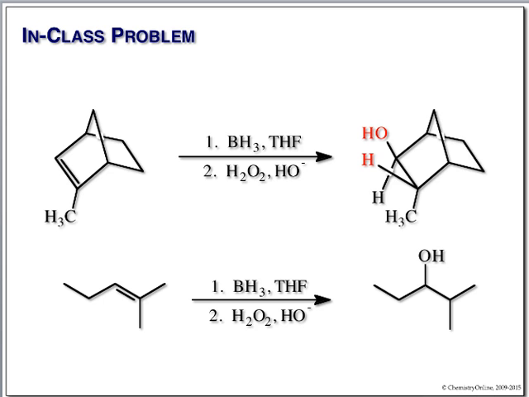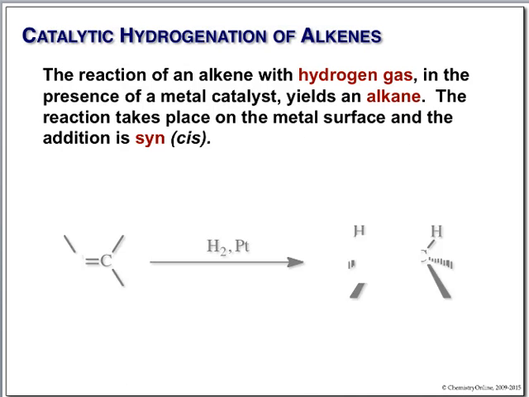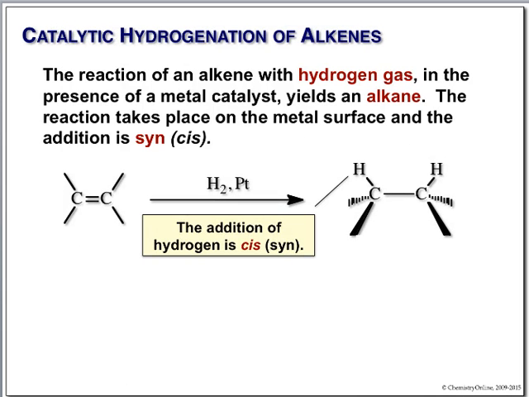Well, let's continue with the notion of cis or syn addition. And let's look at catalytic hydrogenation. Here we're going to take an alkene and make an alkane. We're simply going to add hydrogen to it. When we do this, one hydrogen goes to each carbon. Just like we just saw with our hydroboration, the addition is going to be cis or syn to each other.